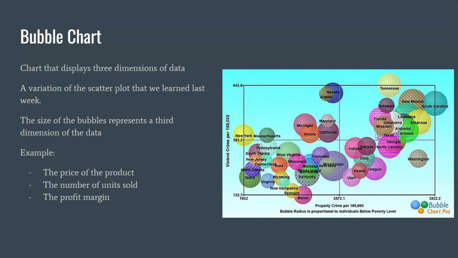And something that's used optionally is color coding. Bubbles can often be color coded to represent different categories or to add another layer of information to the chart.